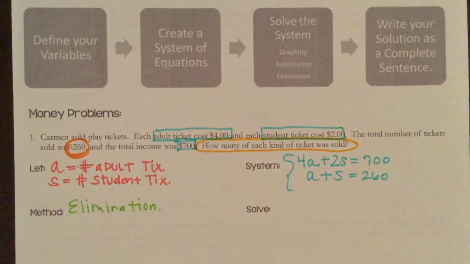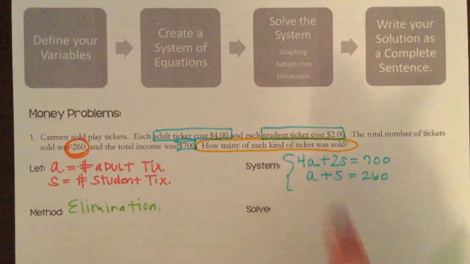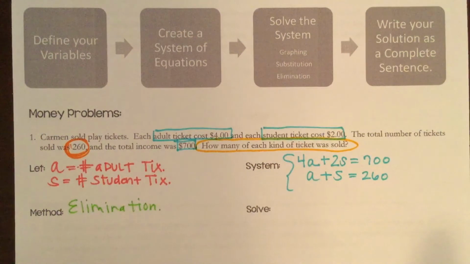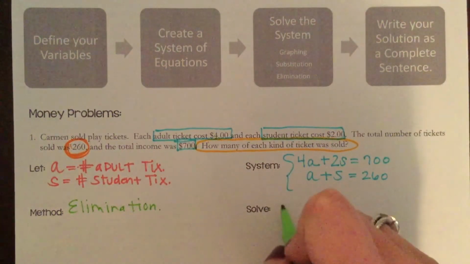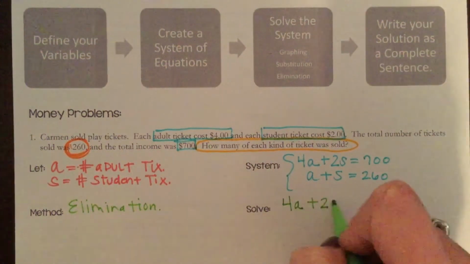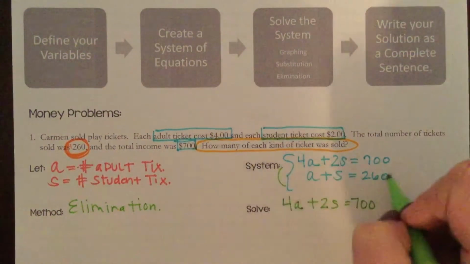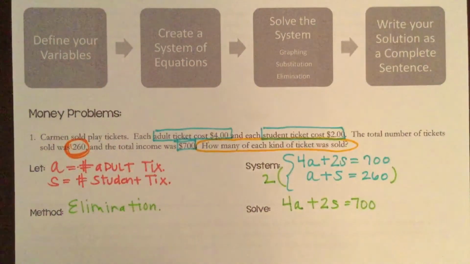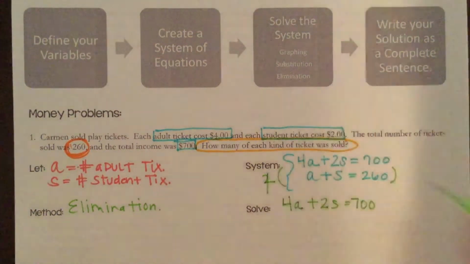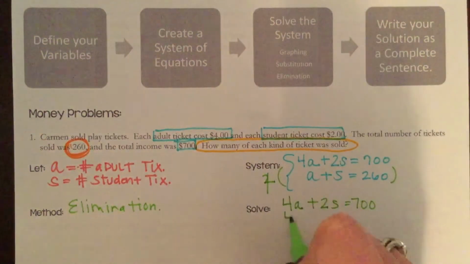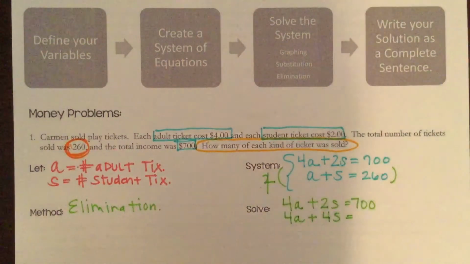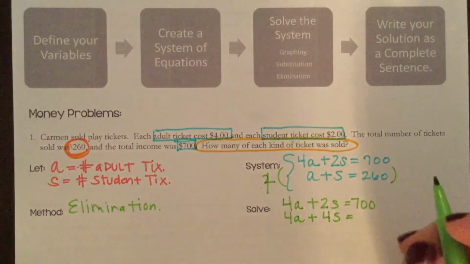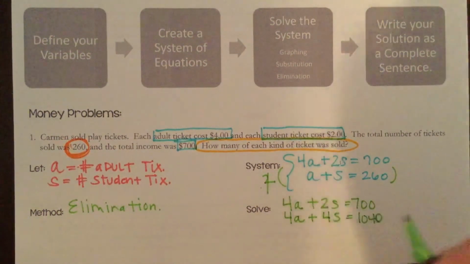In order to eliminate the variables, remember the coefficients need to match. So in this case, I am going to get rid of my A's by multiplying the second equation by 4. I'm going to leave the first equation, 4A plus 2S equals 700, and I'm going to multiply that second equation by 4. So 4 times A is going to give me 4A, 4 times S is going to give me 4S, and 4 times 260 is going to give me 1040.